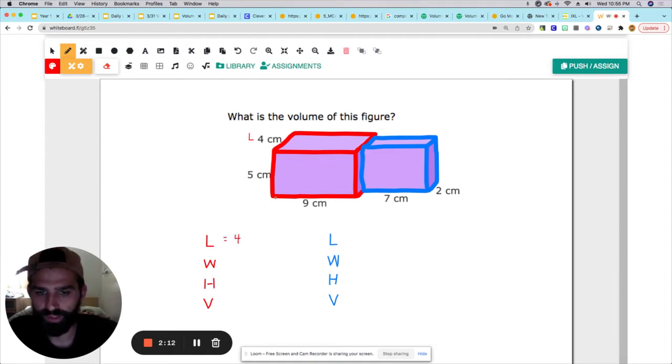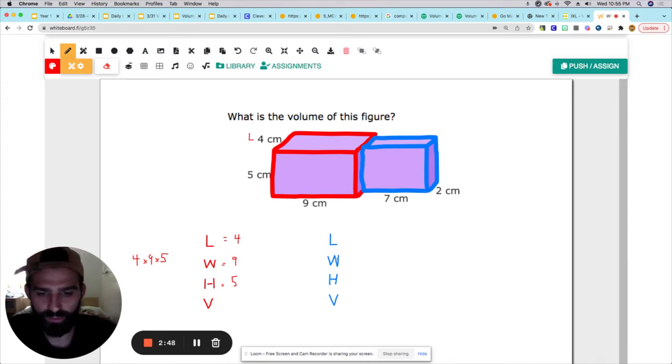And then I'm going to find how wide it is. Well, it's wide right here, 9 centimeters wide. And then I'm going to find how tall it is, or how high it is. And that's going to be 5. Okay, so that gives me 4 times 9 times 5, which is going to be my volume. I'm going to get the volume equation of this before I solve both of them.